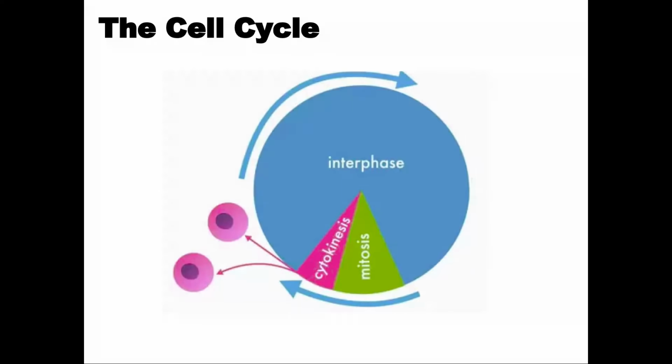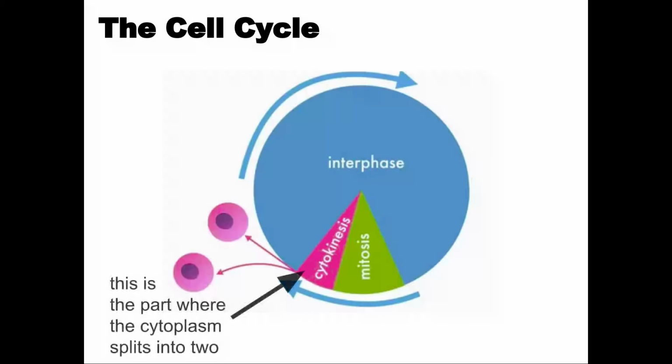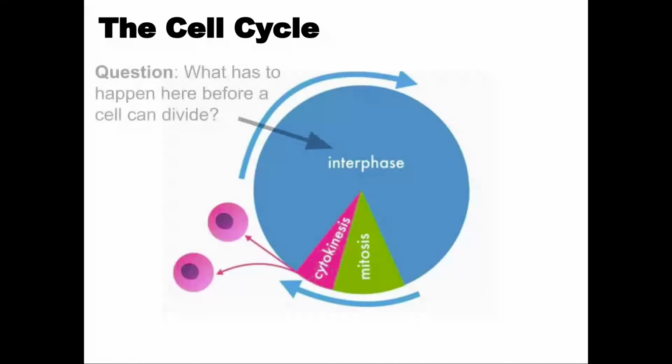The cell cycle is made up of three parts. You have interphase, mitosis, and cytokinesis. Mitosis is the part where the nucleus and the DNA in there is actually dividing and getting split up. Cytokinesis is the part of the cell cycle where the cytoplasm and all of the other organelles are getting divided into two cells. And then interphase is making up the biggest portion of the cell cycle.